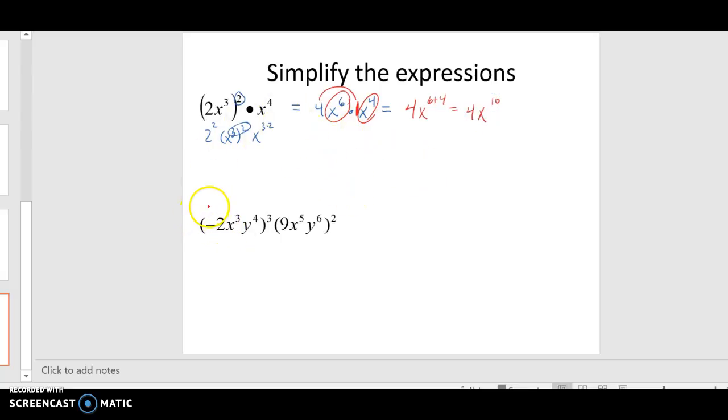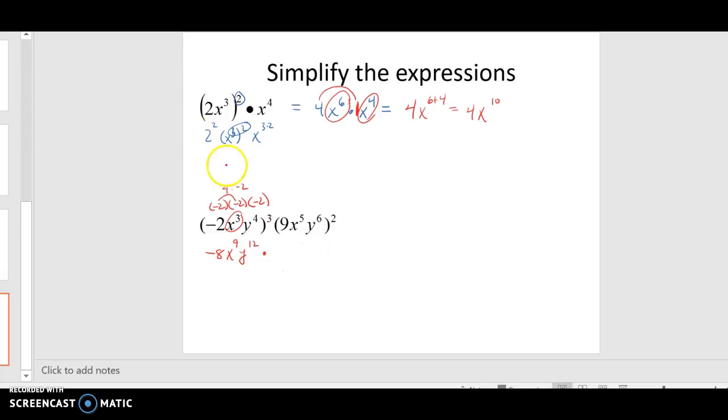Now down here, when I do negative 2 to the third, negative 2 times negative 2 times negative 2, it's going to give me positive 4 times negative 2. That will give me negative 8. Then x to the third, I'm going to multiply those to get x to the 9th. Y to the 4th to the third gives me y to the 12th.